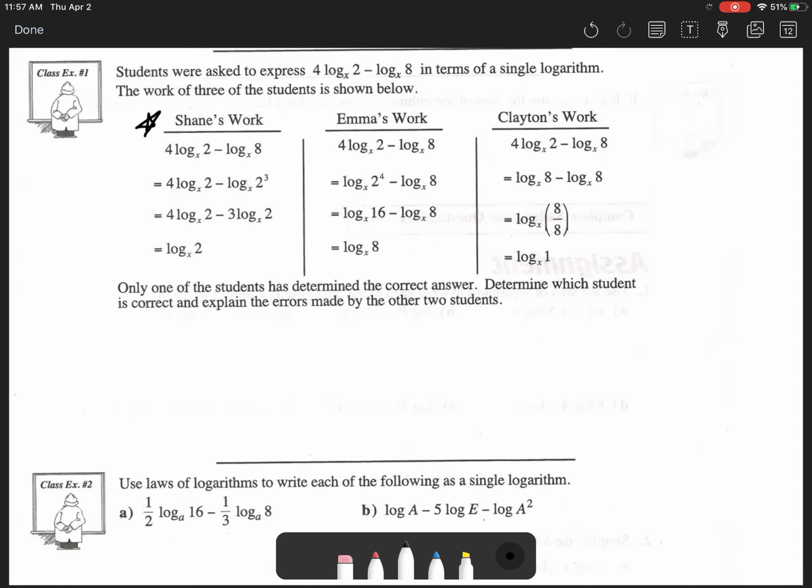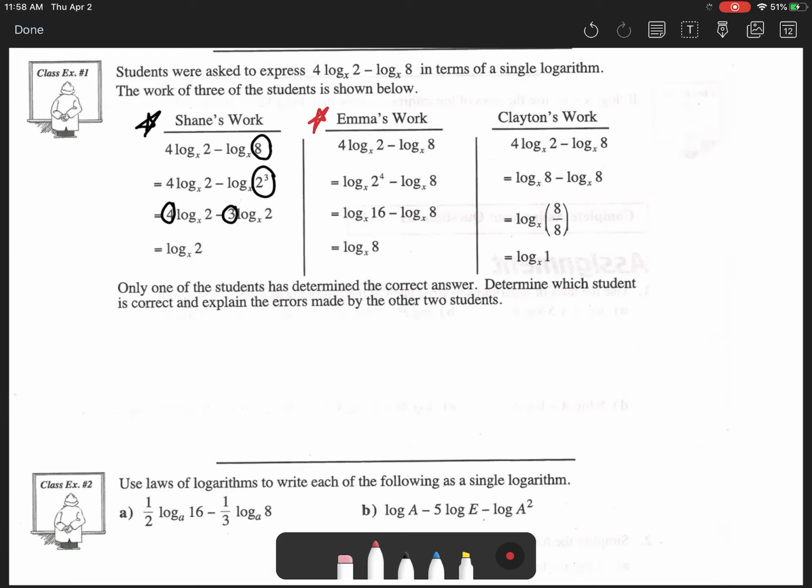Okay, so Shane did everything correctly, when you take a look at what he did. So first thing he did is he took the number 8 and rewrote it as 2 cubed, because 2 cubed is 8. Then he moved the 3 down in front. Now he just subtracted log x's. He had 4 log base x of 2, and he subtracted 3 log base x of 2. They're the same thing, so he ends up with 1 log base x of 2. So that is correct. That's not a problem. Everything he did was correct.